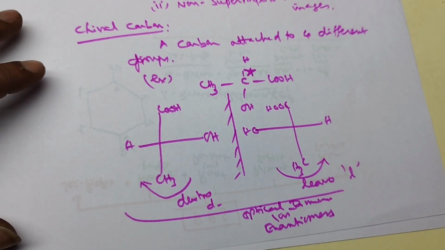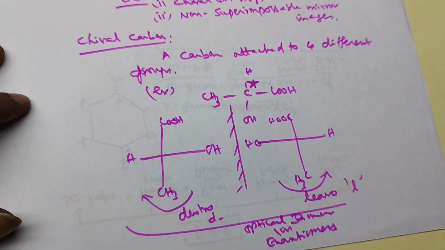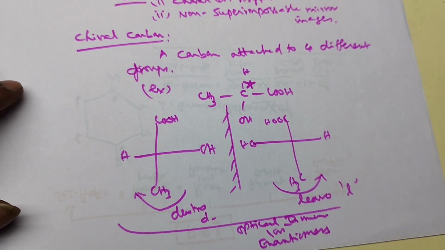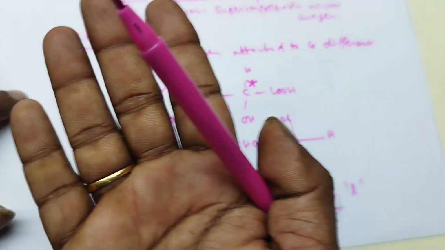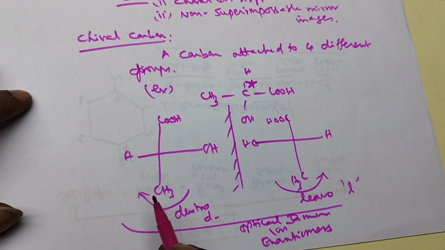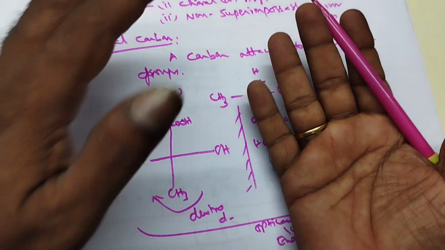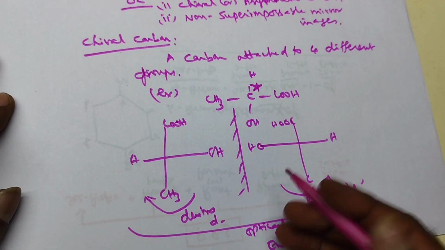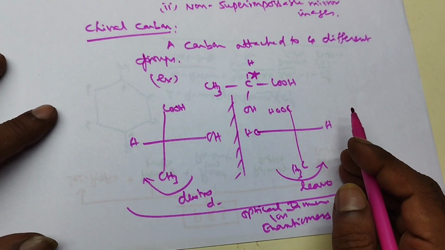So what are enantiomers or optical isomers? Organic compounds that satisfy two conditions: they must have a chiral carbon or asymmetric carbon, and they must have non-superimposable mirror images. If you take this compound and overlap it, the H and OH will not match, and that is called non-superimposable. If they matched like this, it would be superimposable mirror images. When the compound is kept like this, it is a non-superimposable mirror image.